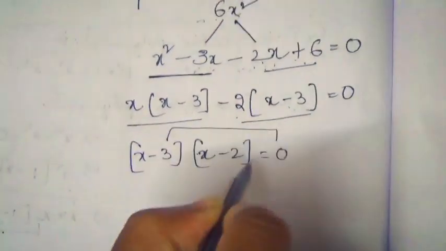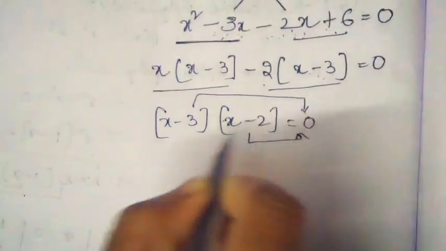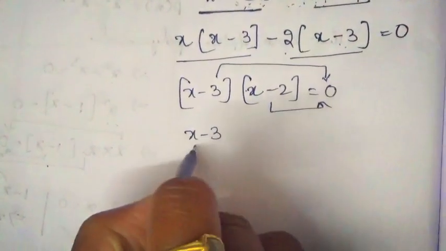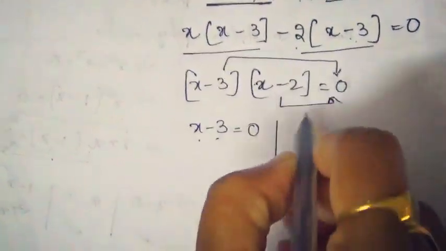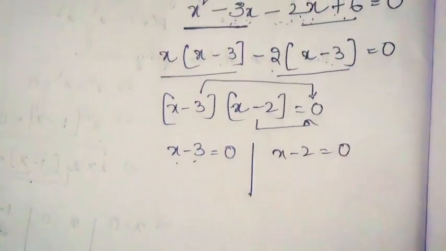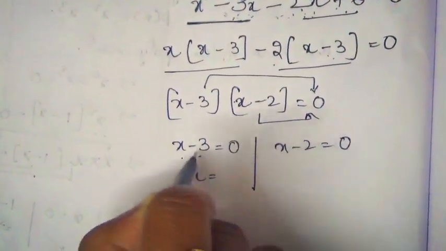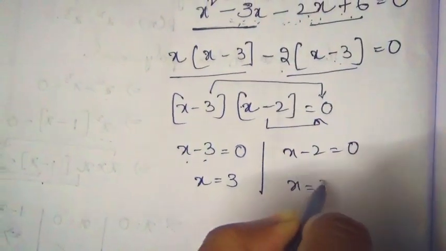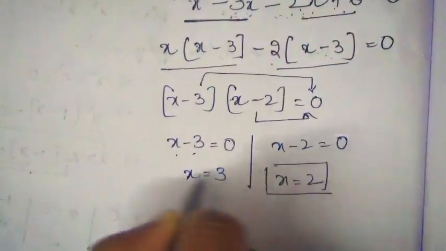We just equate these two with 0. Then x minus 3 is equal to 0, and x minus 2 is equal to 0. So x is equal to 3, and x is equal to 2. Like this.